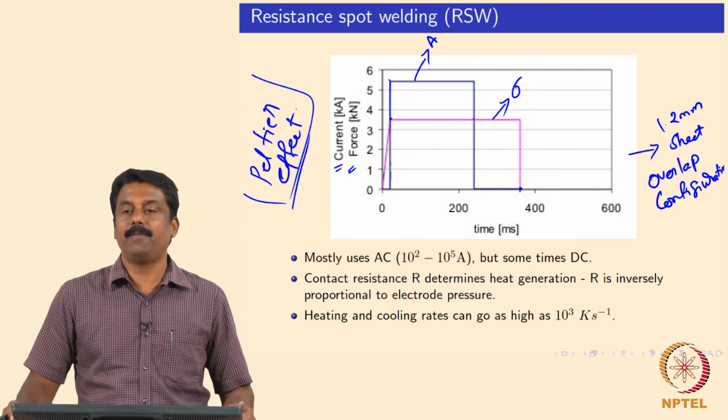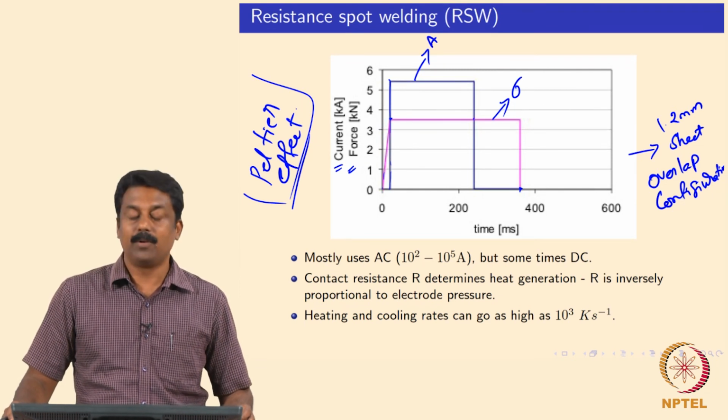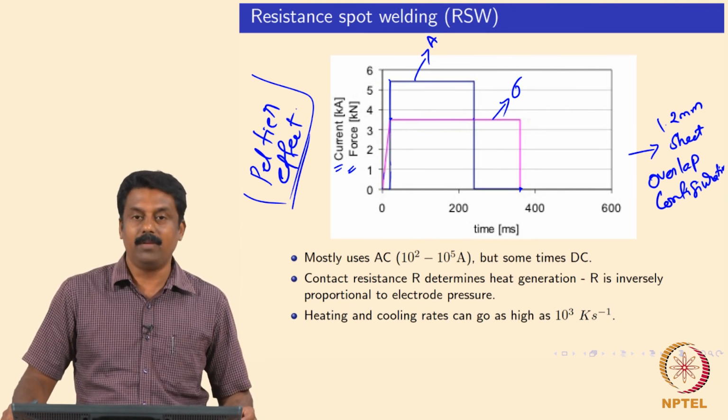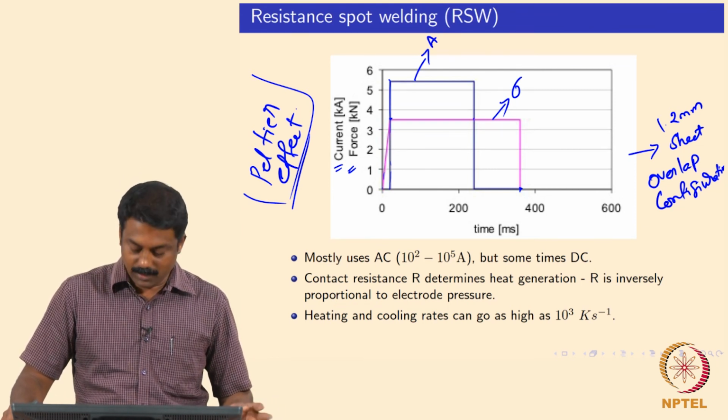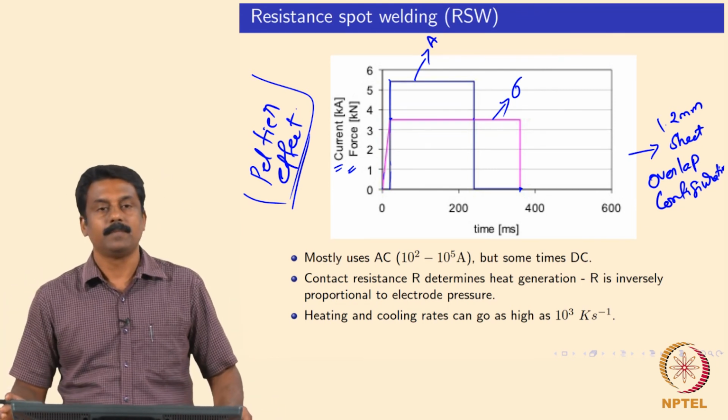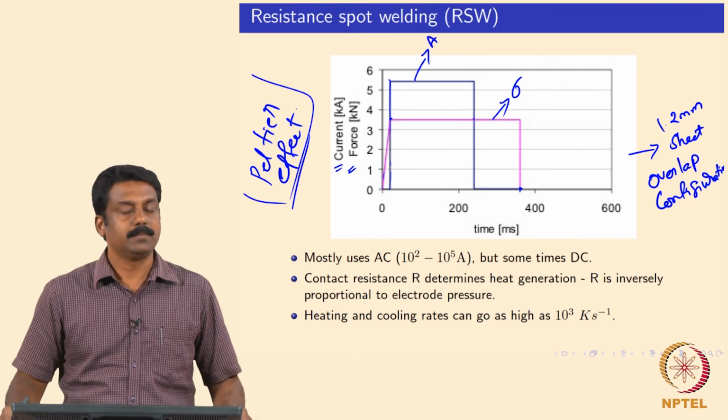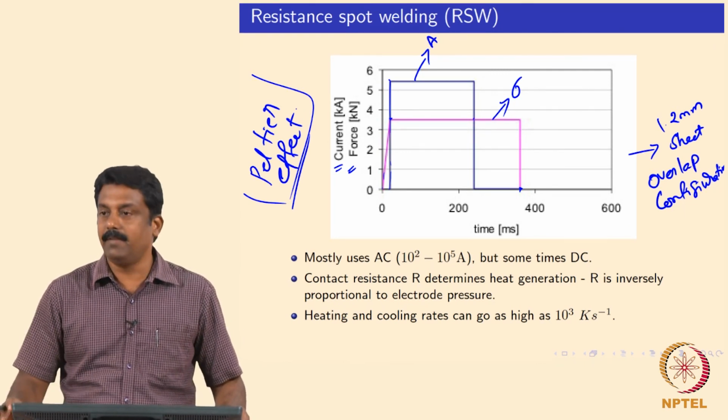And because of the effective heating and cooling by the electrode, the cooling rates can be extremely high, in the thousands of Kelvin per second. Is it clear? Good. So, we will stop with this and we will see in the next class.